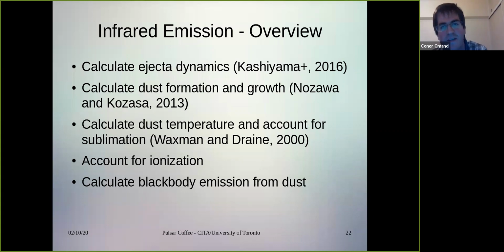we calculated the ejecta dynamics. This is using the same code as before. We calculated the dust formation and growth using a model from Nozawa and Kozasa. We calculated the dust temperature, and we accounted for sublimation. So this is when the optical emission is just a little bit too bright and it breaks apart the dust as it's formed. We account for ionization. So if the gas is ionized, it's going to be much harder to form dust, and we think it probably won't form at all. And then we calculate the blackbody emission from the dust if it forms.